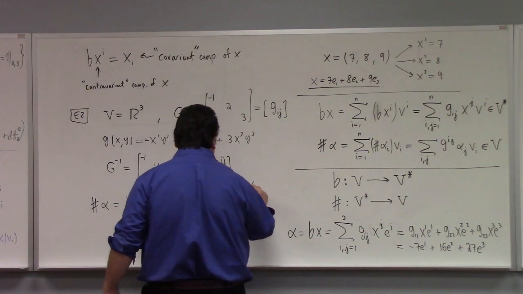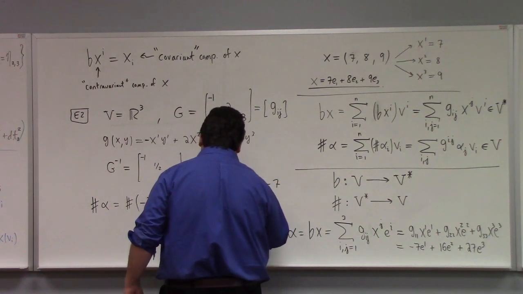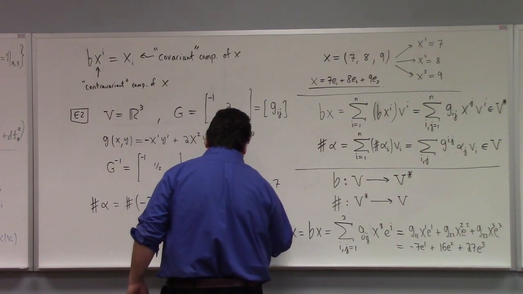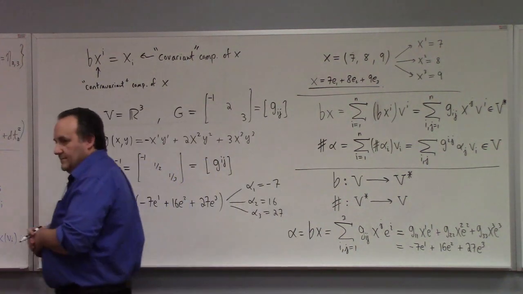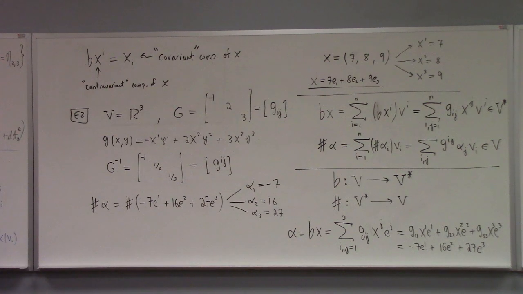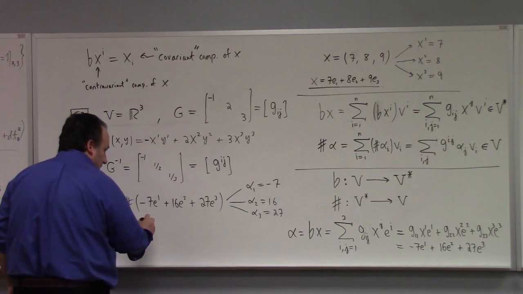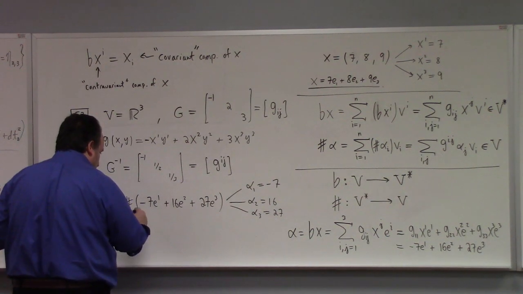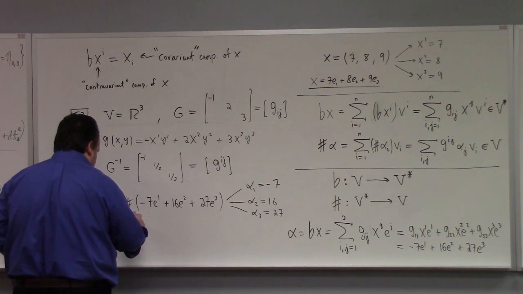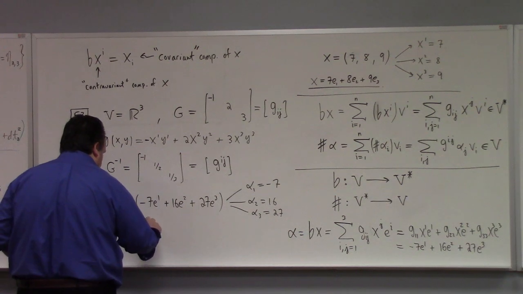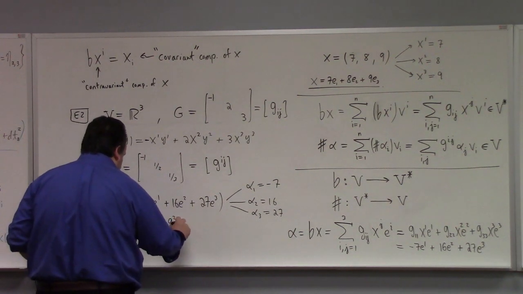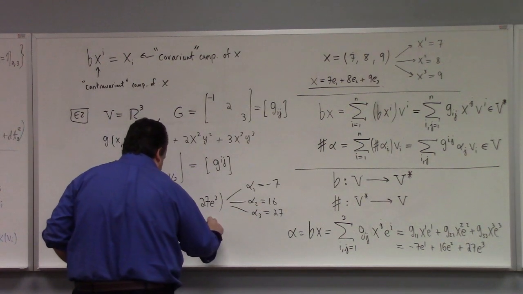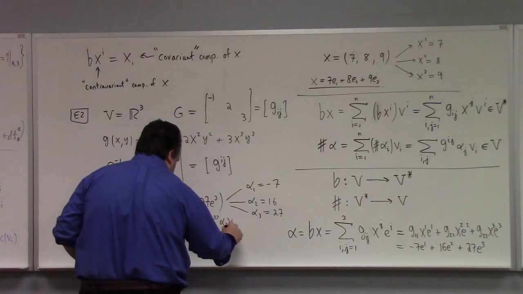So notice here we've got alpha 1 is -7, alpha 2 is 16, alpha 3 is 27. Those are the components of this one. And so this is, I'll write it symbolically for a second here. It is G11 alpha 1 V1 plus G22 alpha 2 V2 plus G33 alpha 3 V3.